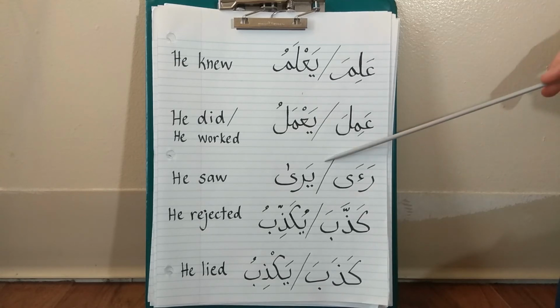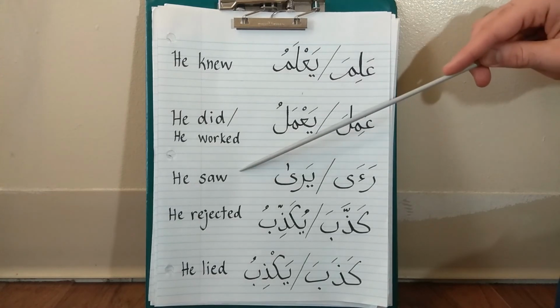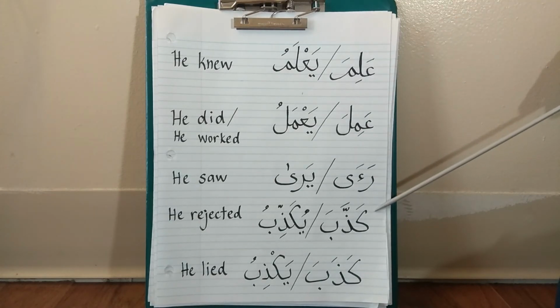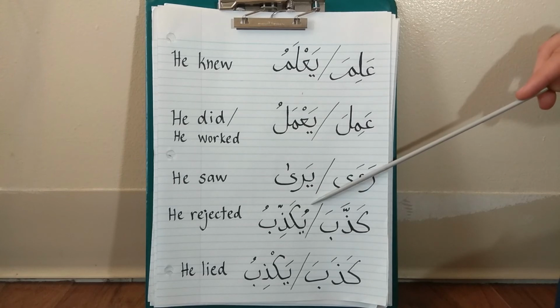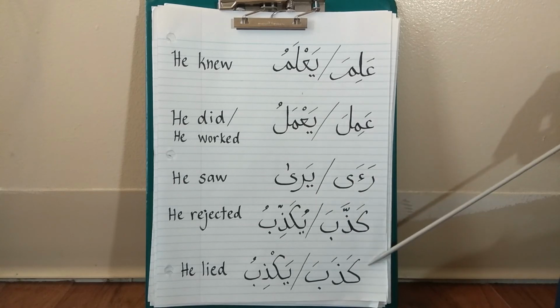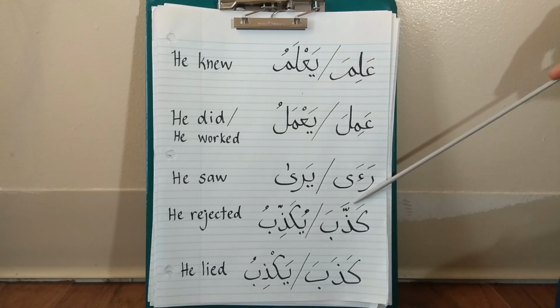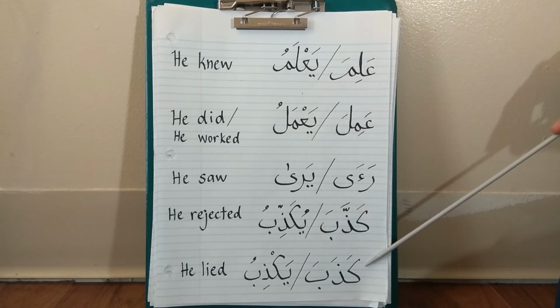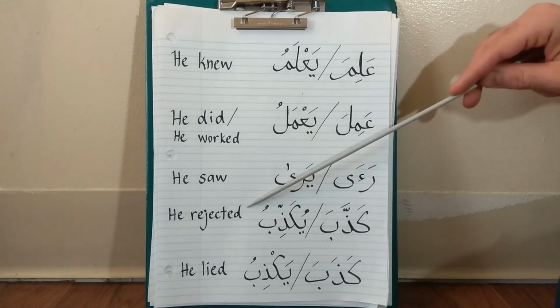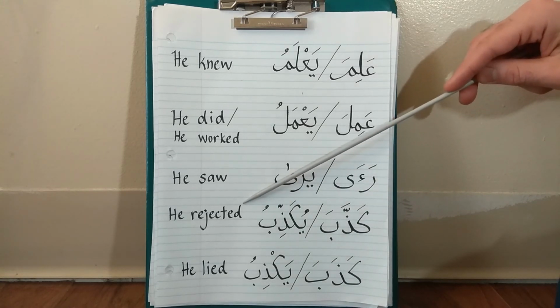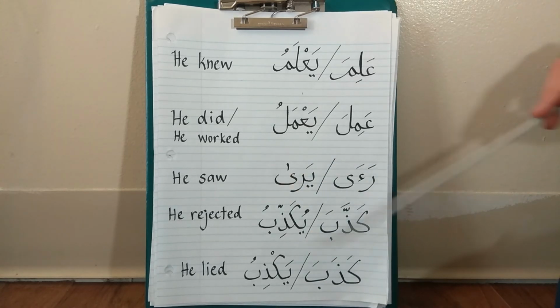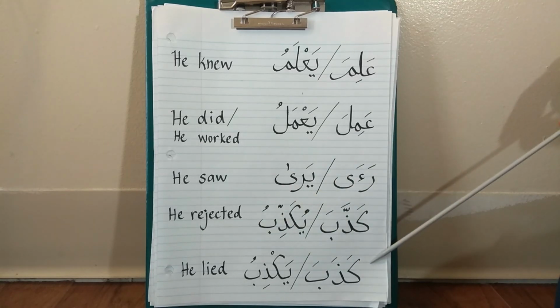Ra'a has present tense yara and means he saw. Kadhdhaba has present tense yukadhdhibu, in contrast with kadhaba, which has present tense yakdhibu. The difference is kadhdhaba has a shadda, kadhaba does not. Kadhdhaba means he rejected or called somebody a liar, whereas kadhaba without the shadda means he himself was lying. He lied.